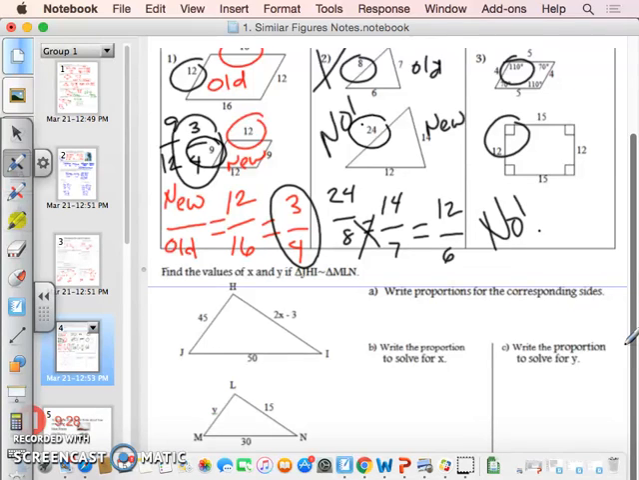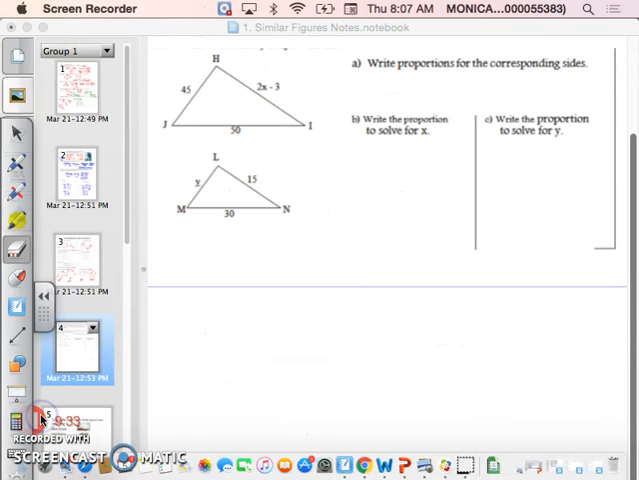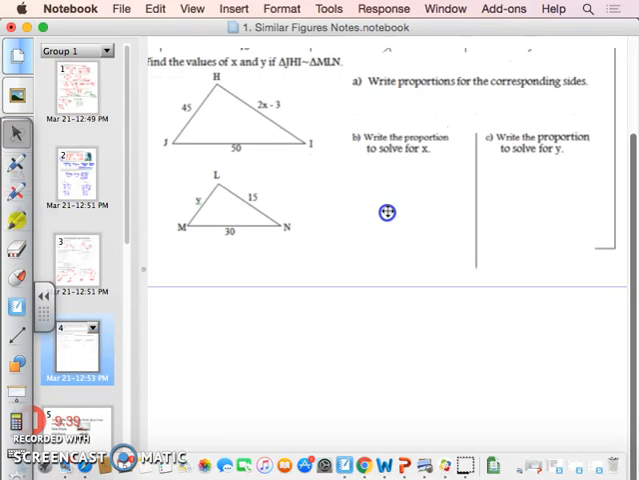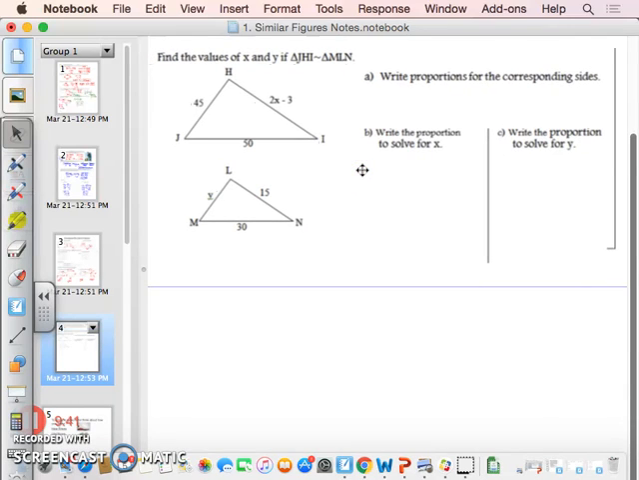Now what we can do is we can set up proportions to find the values of missing lengths. So I know in this figure that these 2 triangles are in fact similar. And now what I want to do is figure out what x and y are. So first we have to write proportions for the corresponding sides. And again, I'm going to call this my old, and I'm going to call this one my new. So if I'm setting up proportions, I know that I can put y over 45.